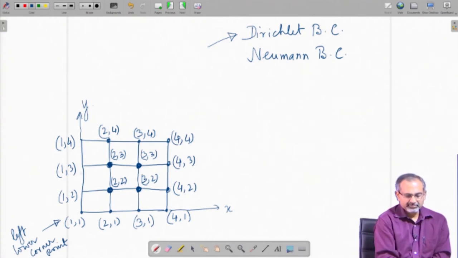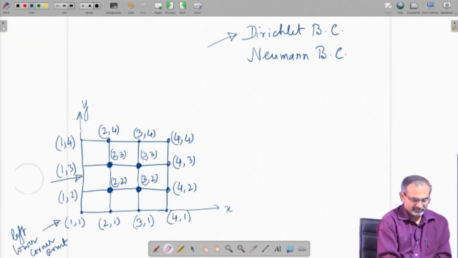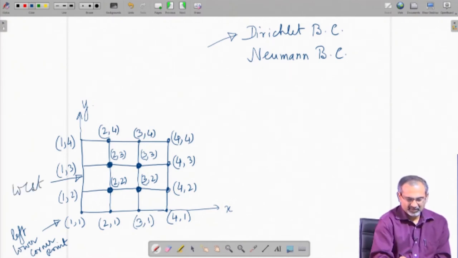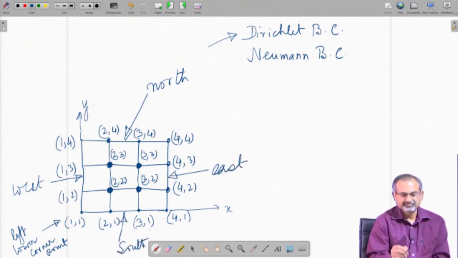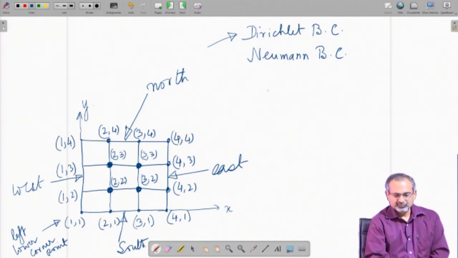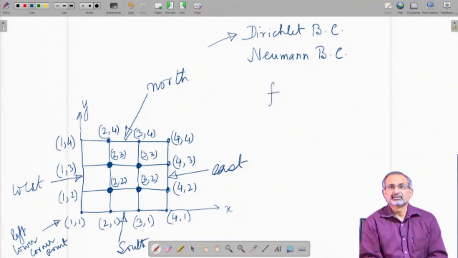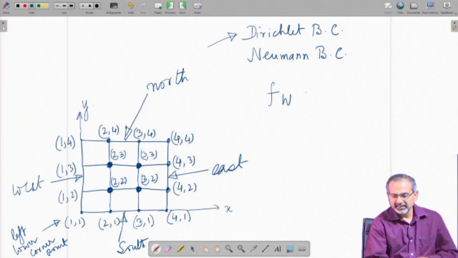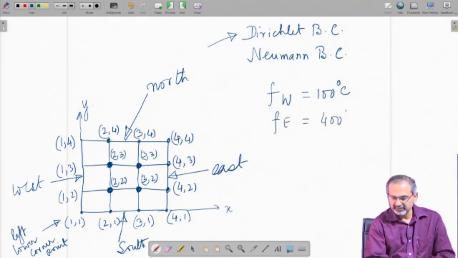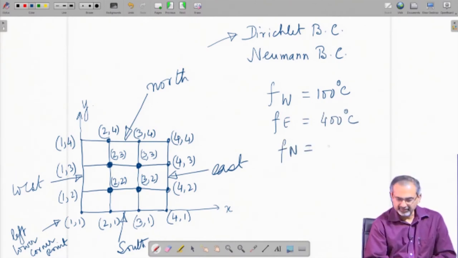For doing that, we will name this boundary as the west boundary, this one as the north boundary, this as the east, and this as the south. So, let us say that we continue to represent temperature by F, and the F on the west boundary, let us give it some numerical value, let us say that is equal to 100 degrees centigrade. F on the east boundary, let us say it is 400 degrees centigrade. On the north, we have 300 degrees centigrade, and on the south, we have 0 degrees centigrade.